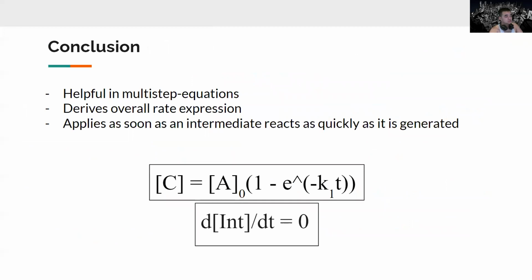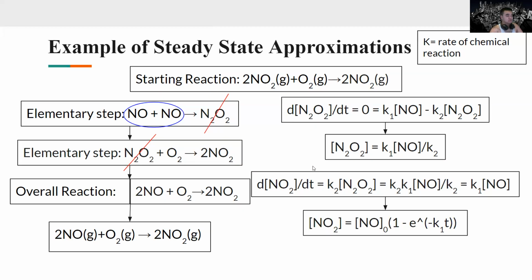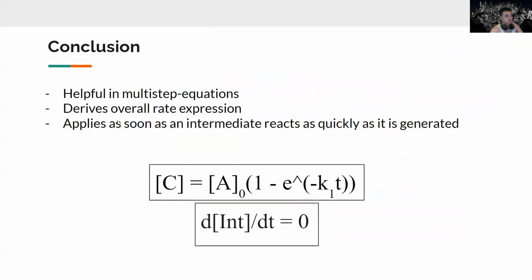Now, in conclusion, this is supposed to be helpful in finding multi-step equations like this, where you can use the elementary steps and cross out what's needed to get the overall reaction that is left, and then plug it into the equations to derive the overall rate expression. It applies as soon as an intermediate reacts as quickly as it is generated, if not consumed faster.